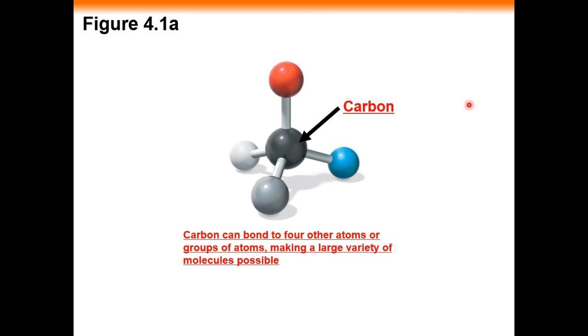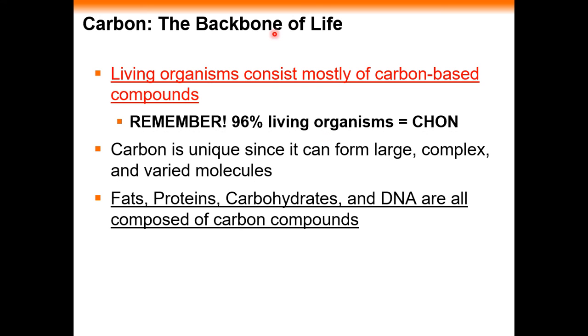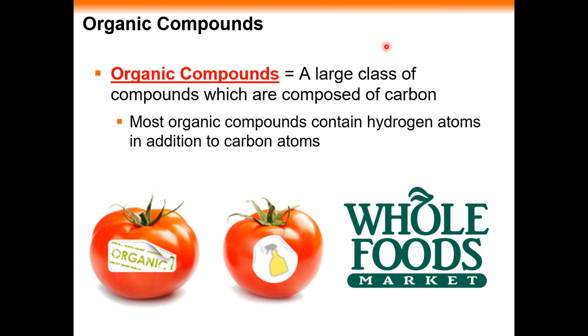So here's a really cool picture of carbon. Carbon is this black atom in the center, bonding to a bunch of different things. Carbon can bond to 4 other atoms or 4 different groups, making a large variety, because then this can bond to something else. So carbon is the backbone of life. Most living things are made of carbon because of this property.